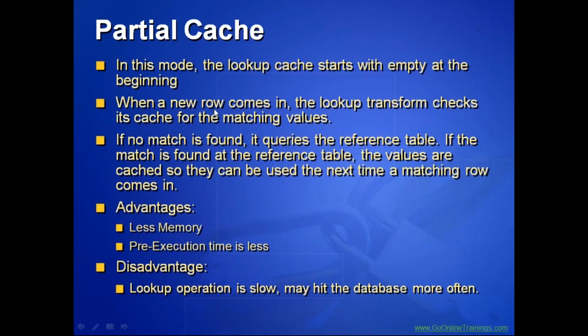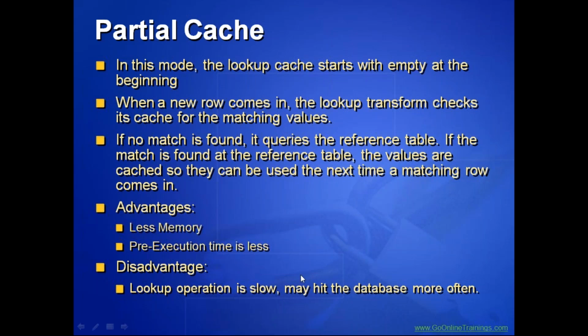So when a new row comes in, the lookup transform checks its cache for the matching values. If no match is found in the cache, it queries the reference table. If the match is found at the reference table, the values are cached so they can be used the next time a matching row comes in.